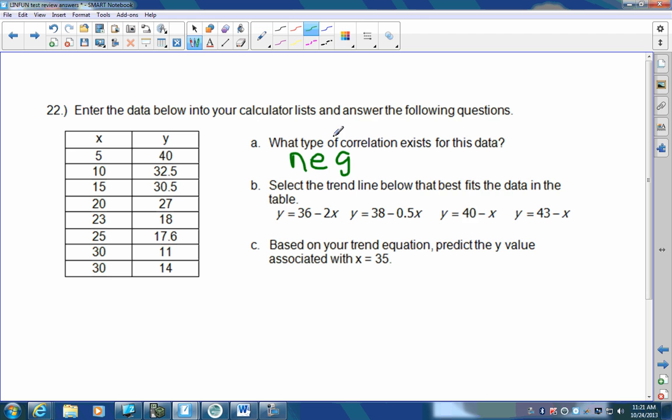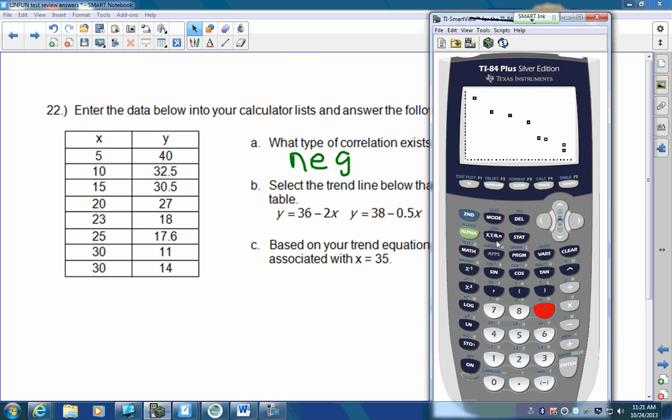Now, it already gives us a bunch of equations. So what we're going to do is go to y equals. I'm going to put in the first one, 36 minus 2x, and press graph. That's way too low. The next one, I'll try 38 minus 0.5x and press graph. Yeah, that slants through the middle of it. That's still not very good.